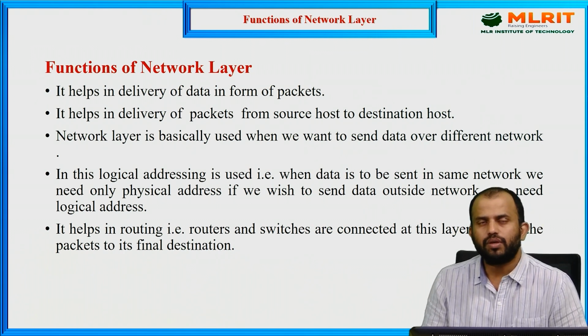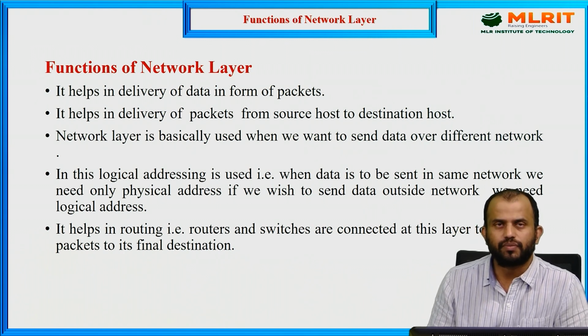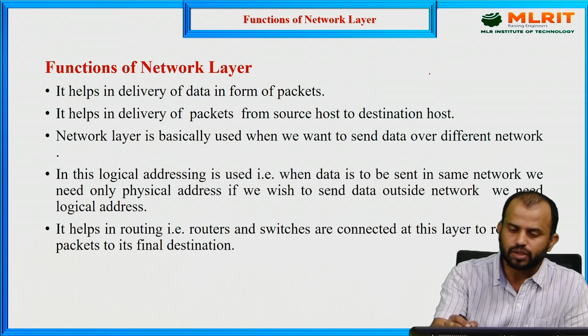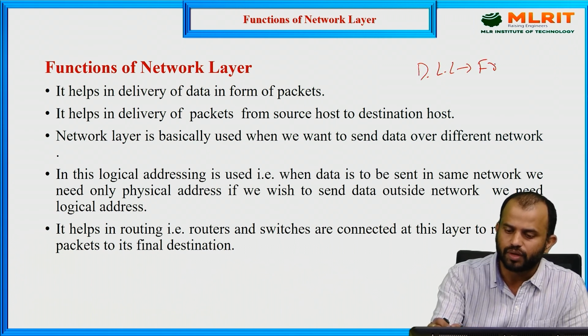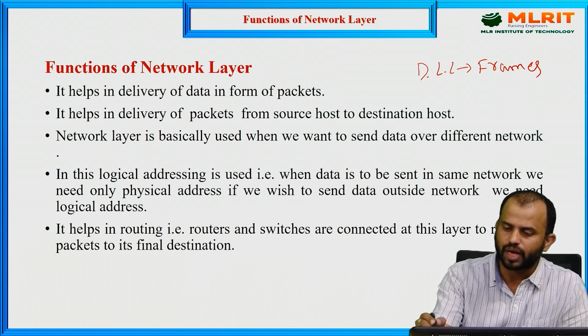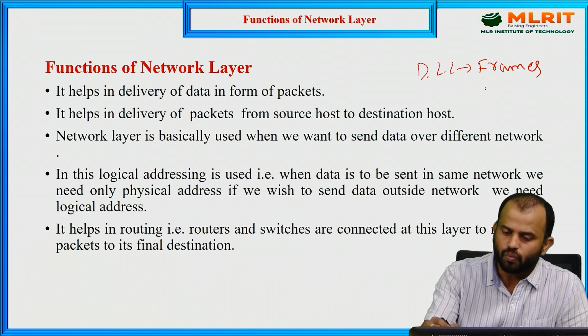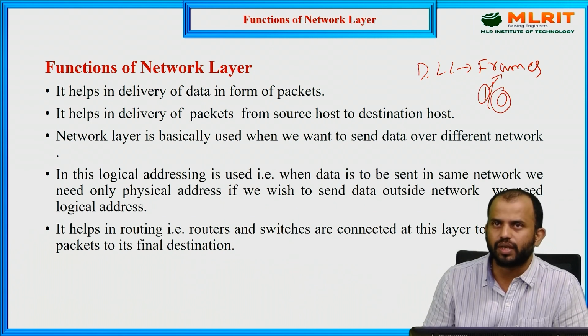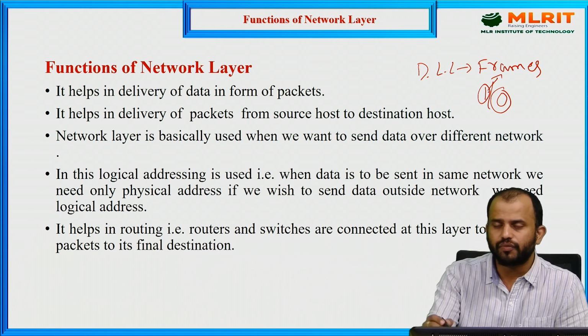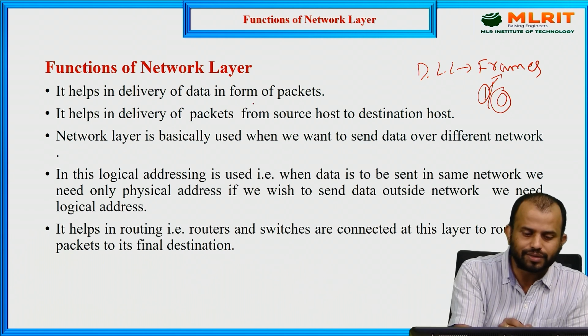Coming to the first topic: what are the functions of the network layer? When discussing the previous layer, the data link layer, information is transmitted in the form of frames. Whatever data we grab from the physical layer, which is binary ones and zeros, we form into frames. What is a frame? A frame is a group of binary digits, or bits. In the network layer, data is transmitted in the form of packets.